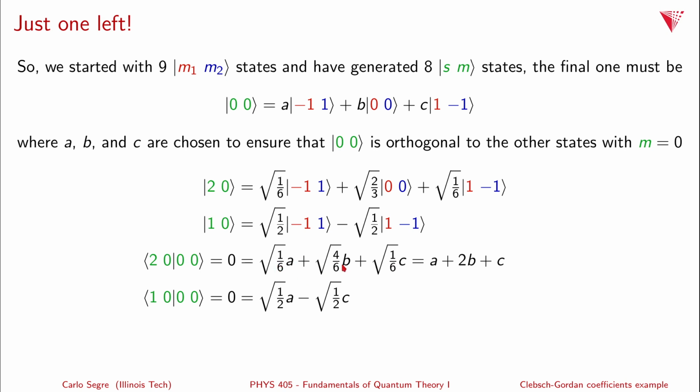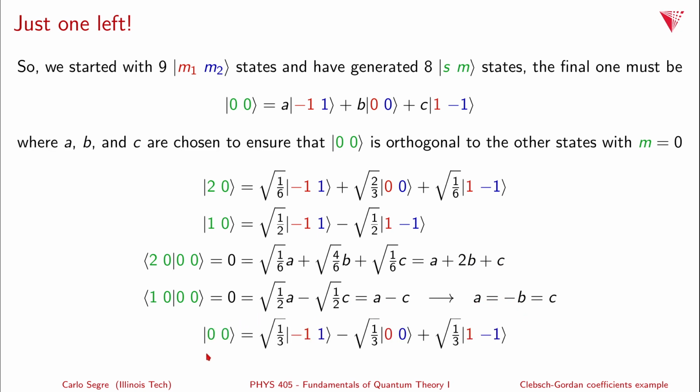Well, if you look at the relationship here, if you divide by the square root of 1/6 everywhere, you get A plus 2B plus C. And here you just get A minus C. So this tells you that A is equal to C, because they subtract to 0. But then when you put A and C equal in here, you get 2A plus 2B equals 0, which means that B is minus A. So A is equal to minus B is equal to C.